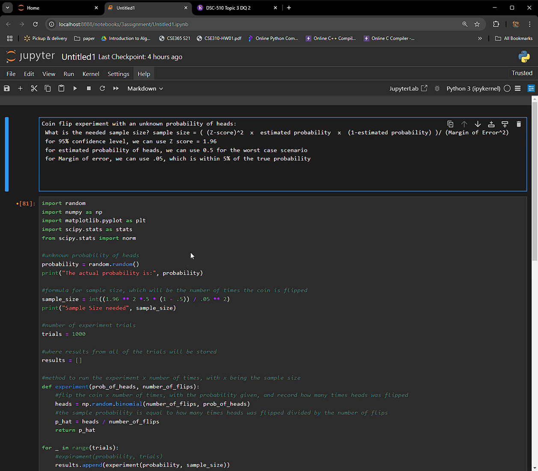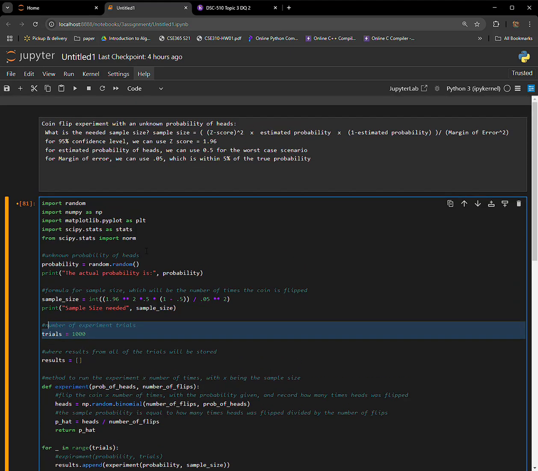Alright, so given a coin with unknown probability of landing heads, we can flip this coin a certain number of times, which is our sample size for a number of trials. So the more times you conduct this experiment, the more likely you are to get more accurate results. So in my example, I did 1,000 trials.